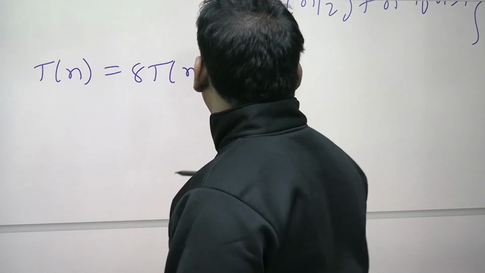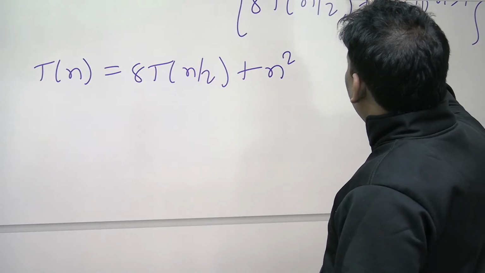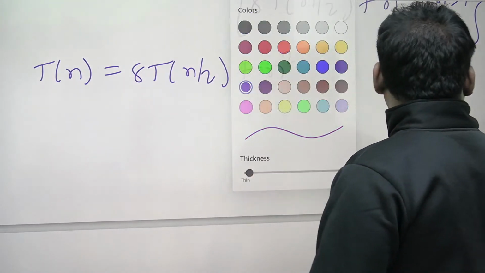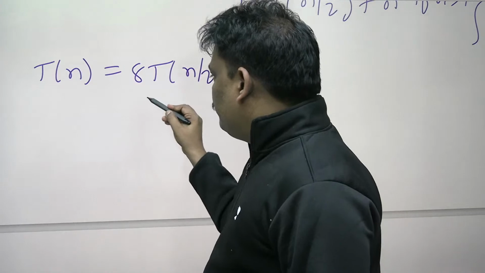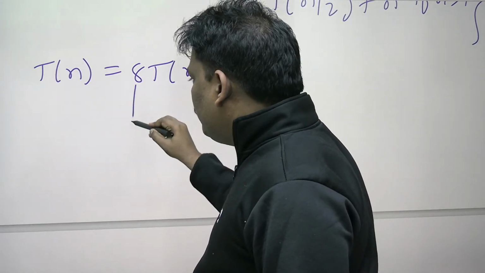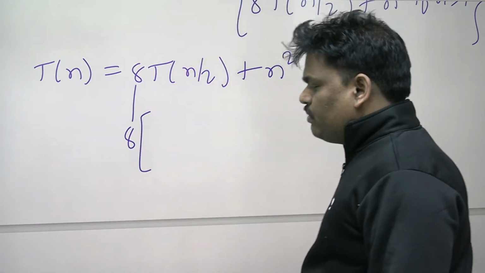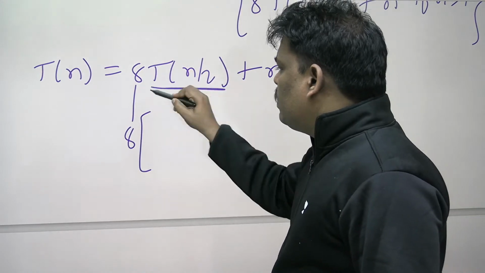Right, now let me write. T(n) is equal to 8T(n/2) plus n square. Fine. Now see what I am doing. So T(n) is equal to 8T(n/2). See this one. Everyone listen. This 8 is fixed. No change in the 8. Now listen. This one. Careful.